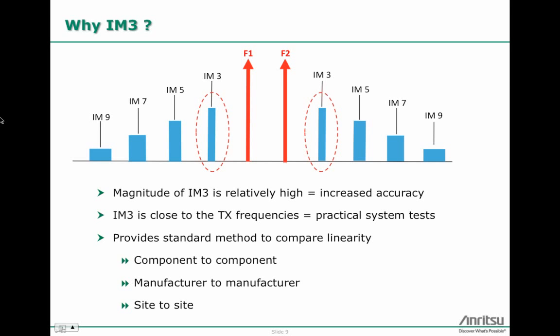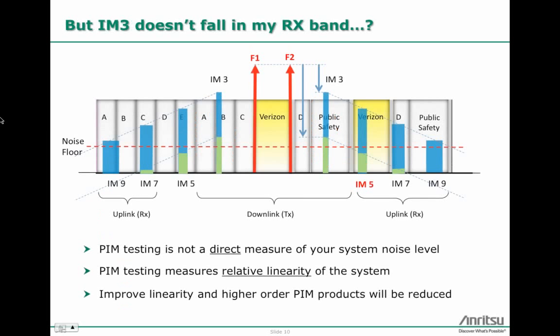And then also, by choosing a single IM product and using that as our measurement point, it provides a way for us to standardize within the industry to compare linearity. Now that's comparing linearity at a component level. It can be comparing different components from different manufacturers, and it allows operators to compare the linearity of different sites.